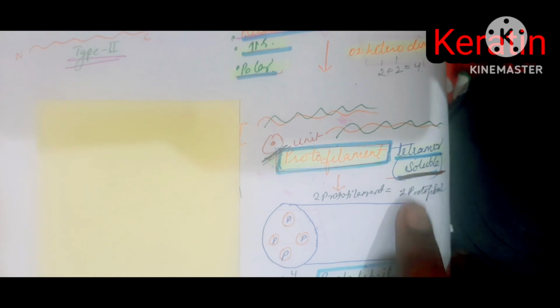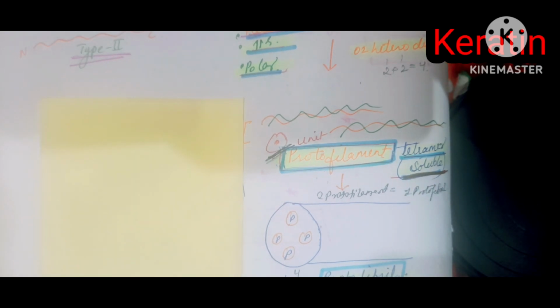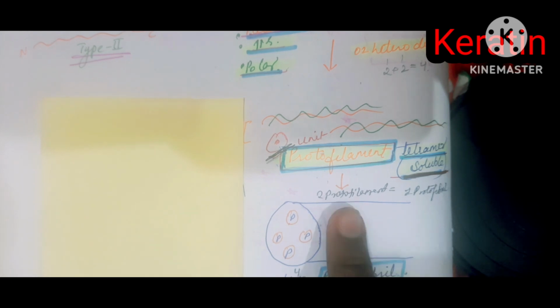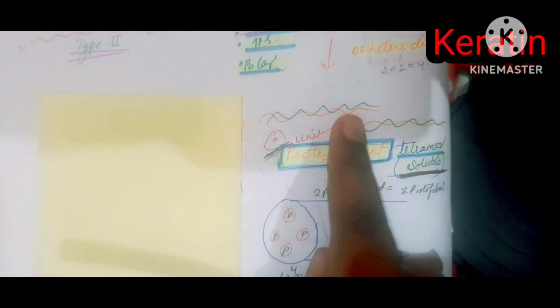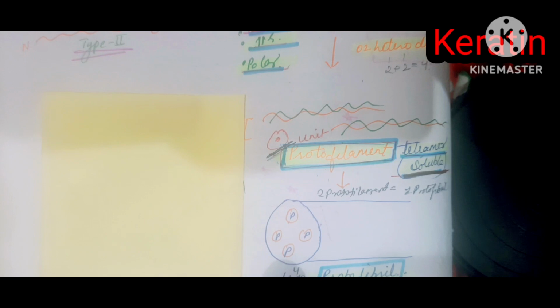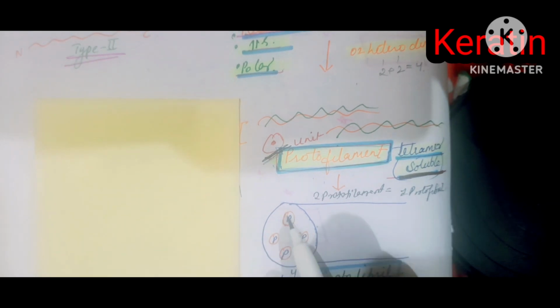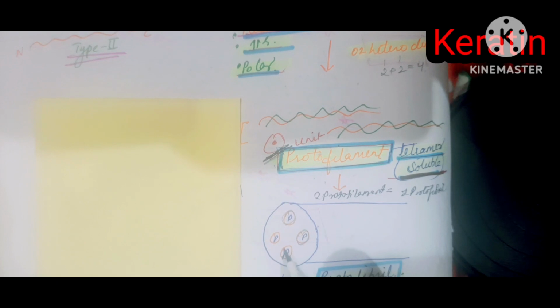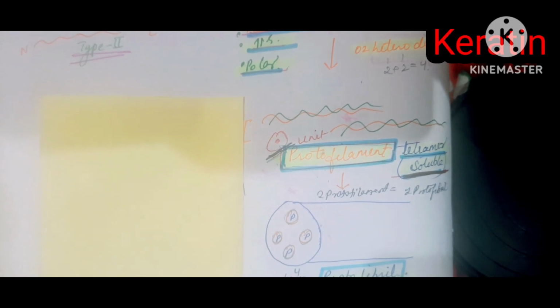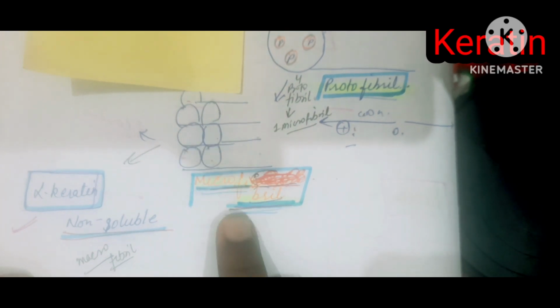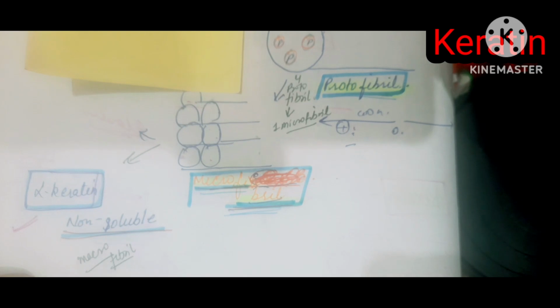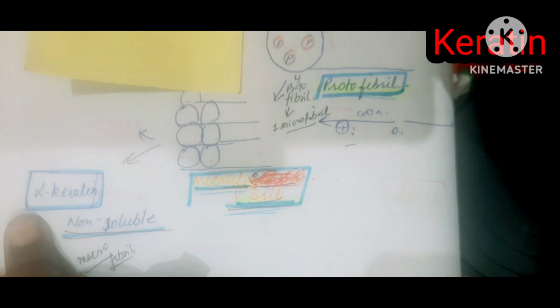Till now, you can't say that it's a fibrous protein. It can behave like a globular protein. Now two protofilaments, when they combine together in an octamer state, make one protofibril. Such four protofibrils combine together to form one microfibril. Now many microfibrils combine and form a macrofibril, which is non-soluble and is released in the form of alpha keratin.